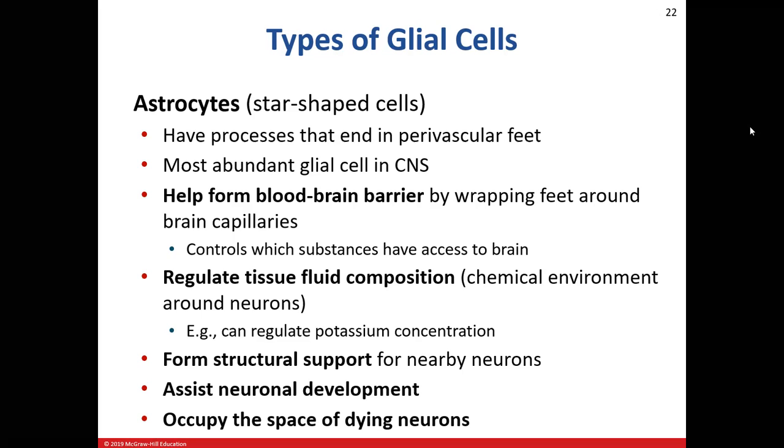Astrocytes are also responsible for helping to regulate tissue fluid composition, and they can help to regulate the potassium concentration that we find in this chemical environment around our neurons.